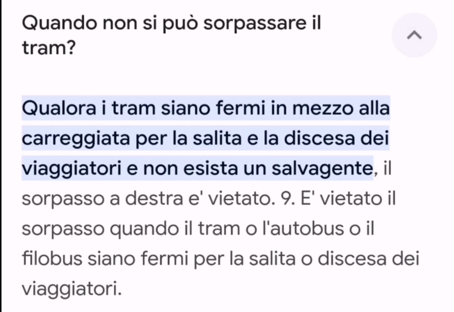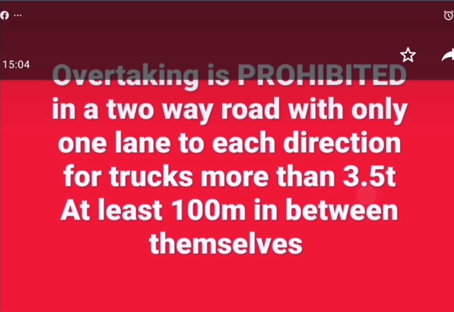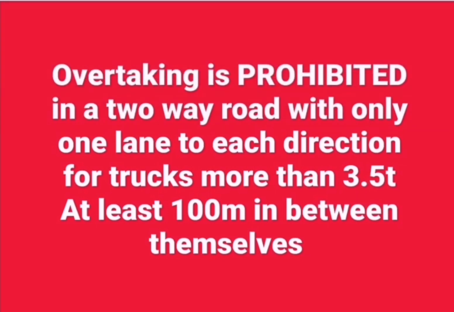Quando non si può sorpassare il tram: qualora i tram siano fermi in mezzo alla carreggiata per salita o discesa di viaggiatori, non esiste il salvagente. Whenever there is no salvagente, you cannot overtake a tram that is offloading passengers from the right. But it's very rare to see a tram offloading passengers without a salvagente. I've not seen that before. But if in case you see that, it is not allowed. Don't overtake from the right when there is no salvagente.